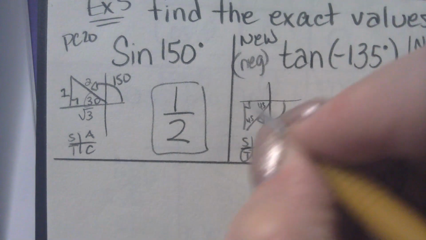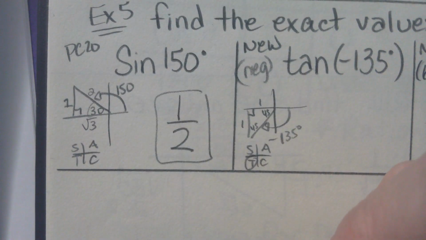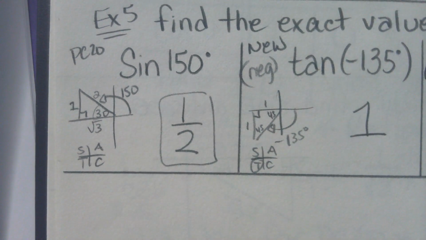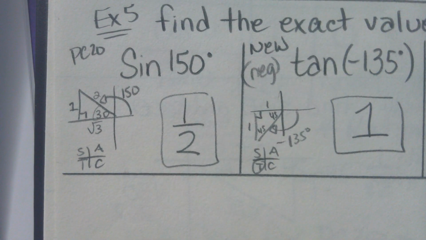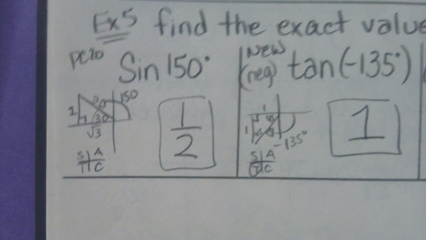And tan, and again, label your triangle. 1, 1. I don't really care about the hypotenuse because I'm using tan. So it's a 1, and since it's positive, I'm done. Divided by 1 gives me 1. Okay?